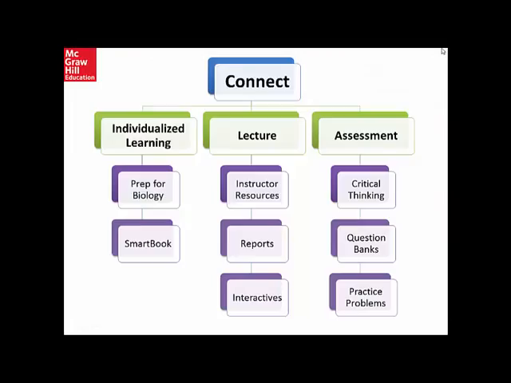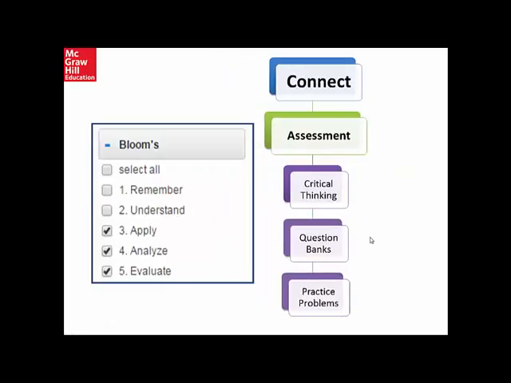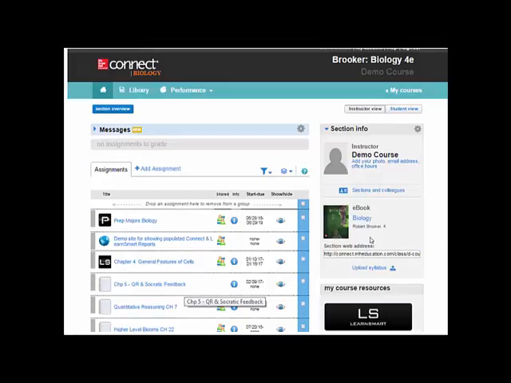Post-lecture, you'll use the tools in the assessment side of the toolbox to ramp up the content and help students develop critical thinking skills. To help you ramp up the content, a minimum of 30% of the questions that you'll find in the assessment are from Bloom's Level 3, 4, and 5. Let's take a deeper look at an assignment in Chapter 5.